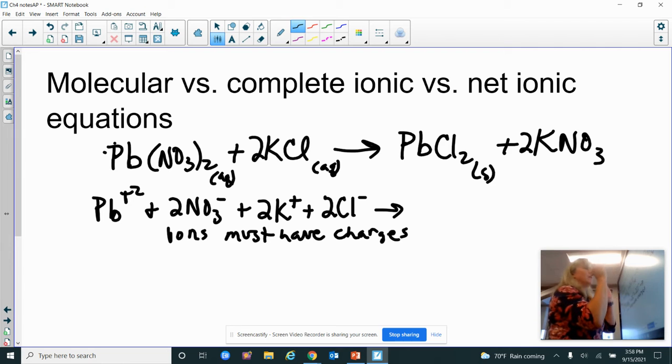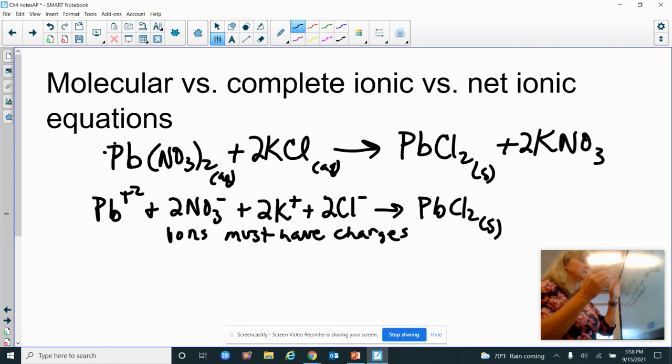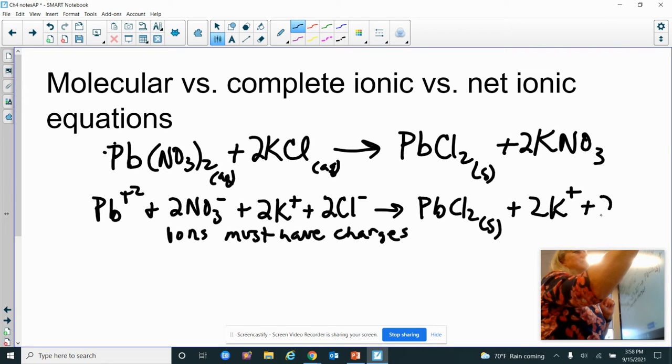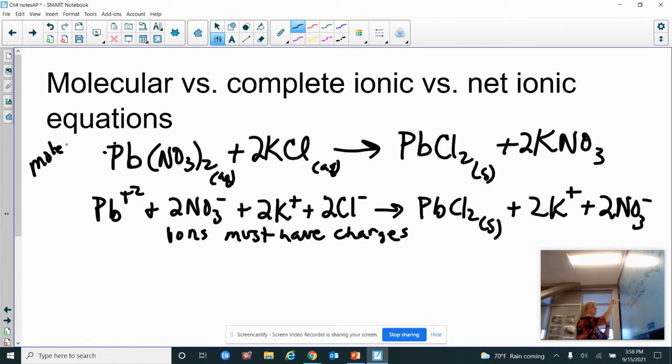Now over here, what doesn't split up is the precipitate. So PbCl2 does not split apart. That's the only thing in this ionic equation that stays together. So then the two Ks come out as K plus, and the two nitrates are also split up. So this first one is your molecular equation. This one is the complete or total ionic equation.